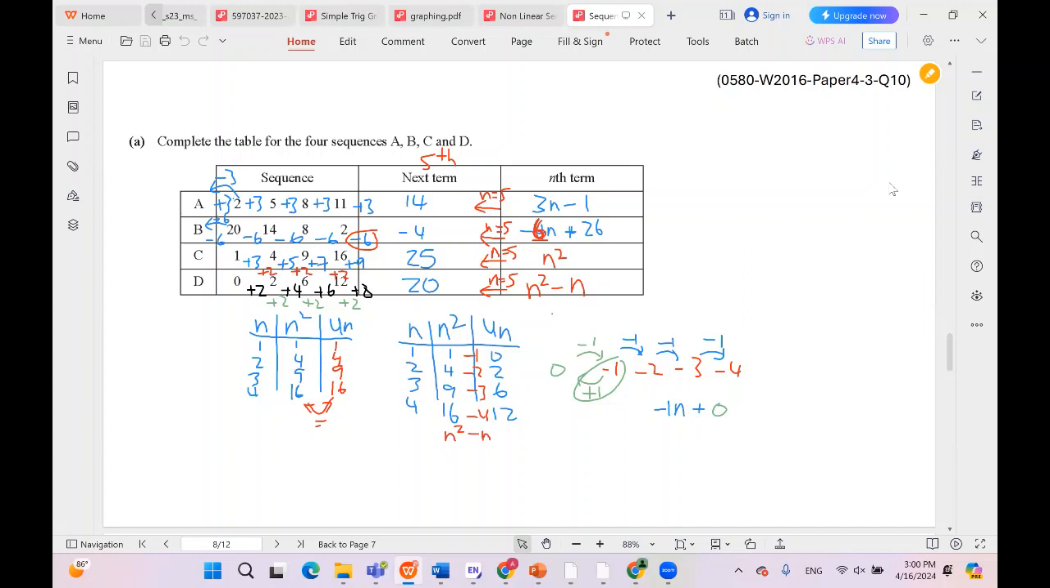So it's a good idea to first get the next term using logic, and then get the nth term using what we discussed before, and then check the correctness of your answer by making sure that the two columns match together.